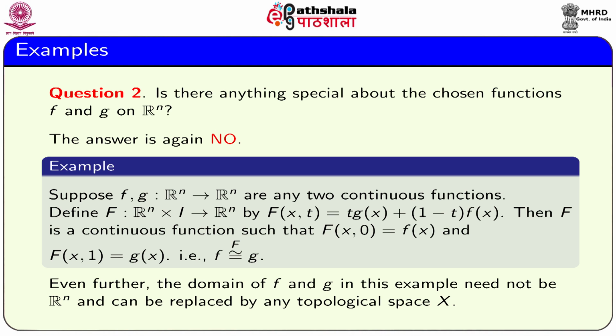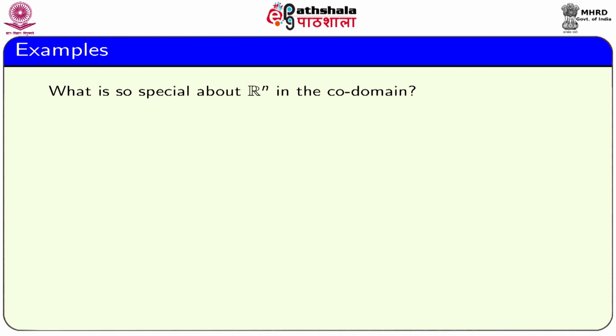Now looking at this example again, there is no speciality of R^n in the domain. We can easily replace R^n by any topological space X in the domain. In that case also, this example gives that f and g are homotopic maps. Now what is so special about R^n in the codomain?